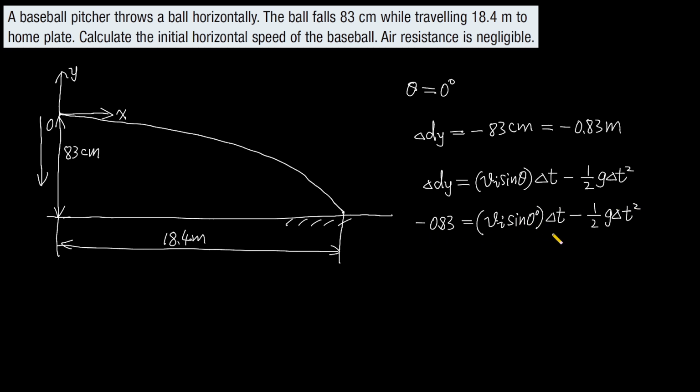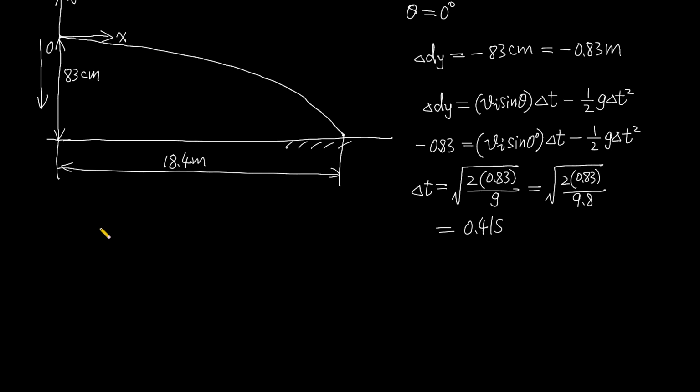So from this equation, we can get the time interval delta t equals square root 2 multiply 0.83 over the acceleration g, gravitational acceleration. Now this equals square root 2 multiply 0.83 and bottom is 9.8. And delta t equals 0.41 second. Now we need to find the value of the initial velocity.